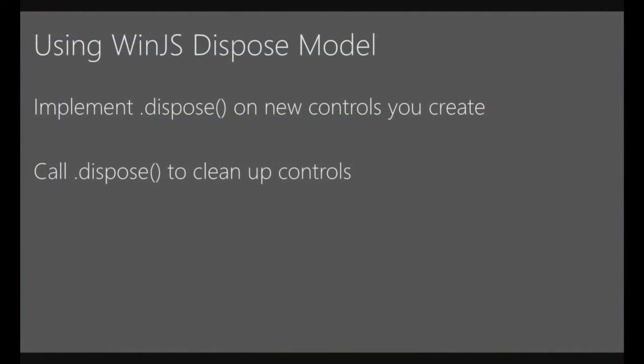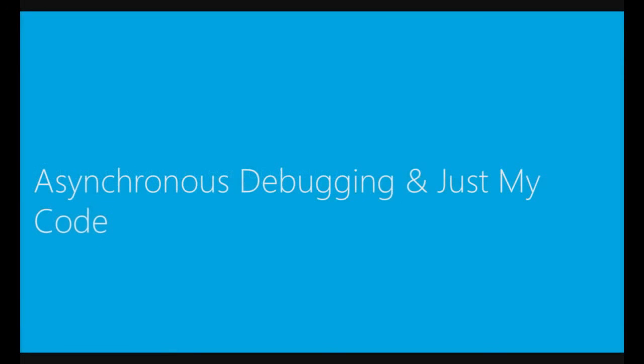Here's how to use the WinJS dispose model. If you create new controls, implement a dispose method on them. When you use controls, call dispose to clean up your controls when you're done with them. Finally, my two favorite features are just pure development productivity goodness.